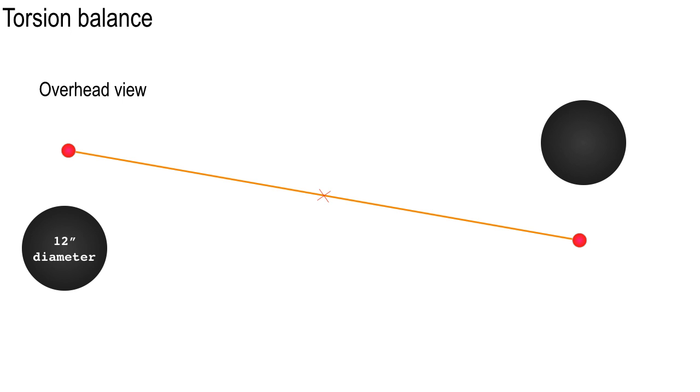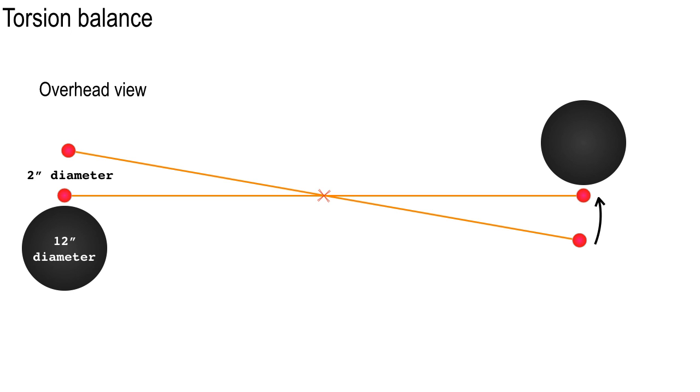What happens? Well, if they're attractive, they'll move toward each other like this. So this 2-inch diameter object goes a little bit closer, and it produces a little bit of twist. And so does this other one on the other side. And that degree of twist is what allows you to figure out how many newtons of force are being applied by the electromagnetic interaction.